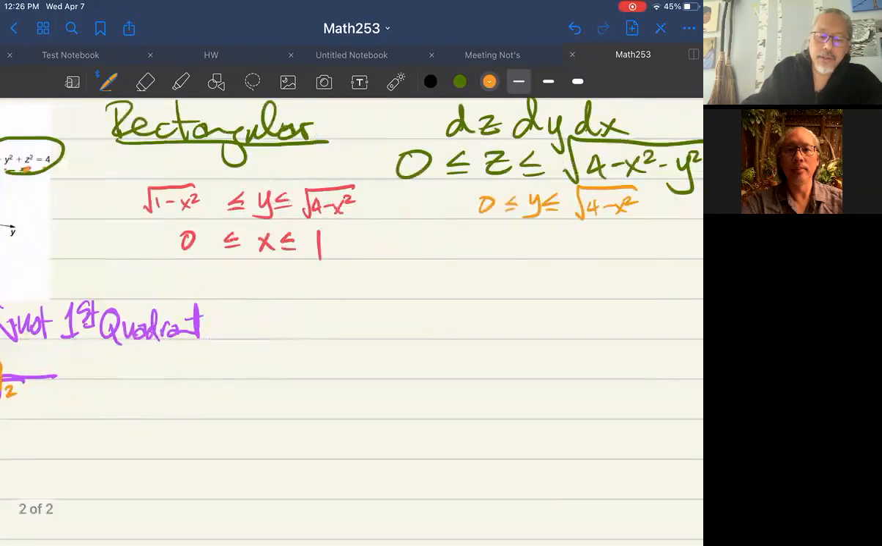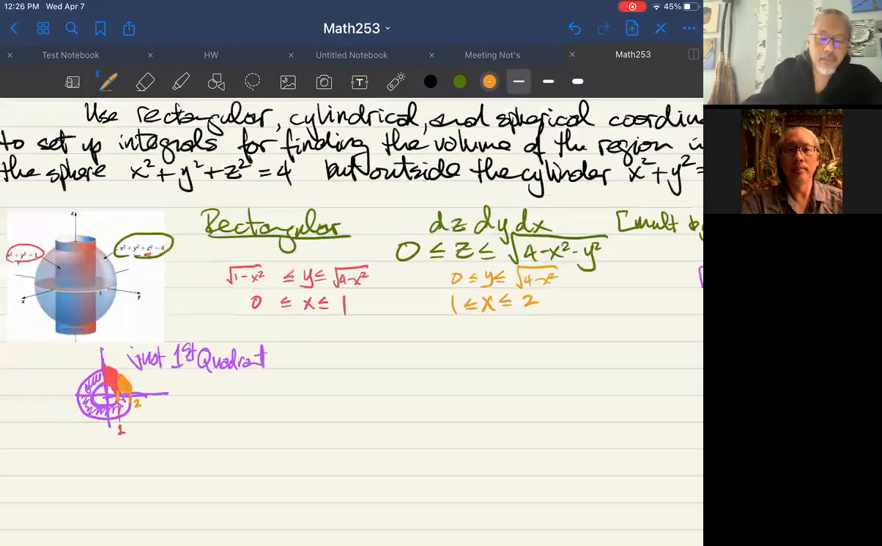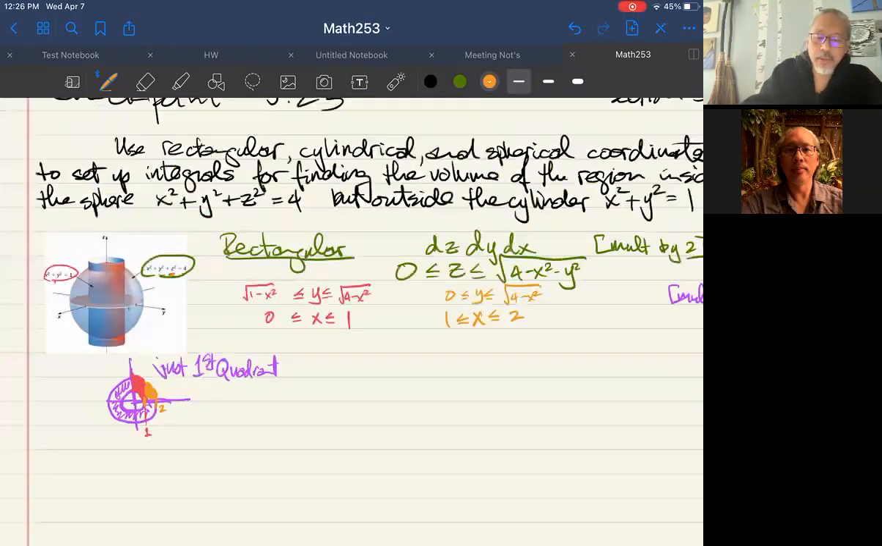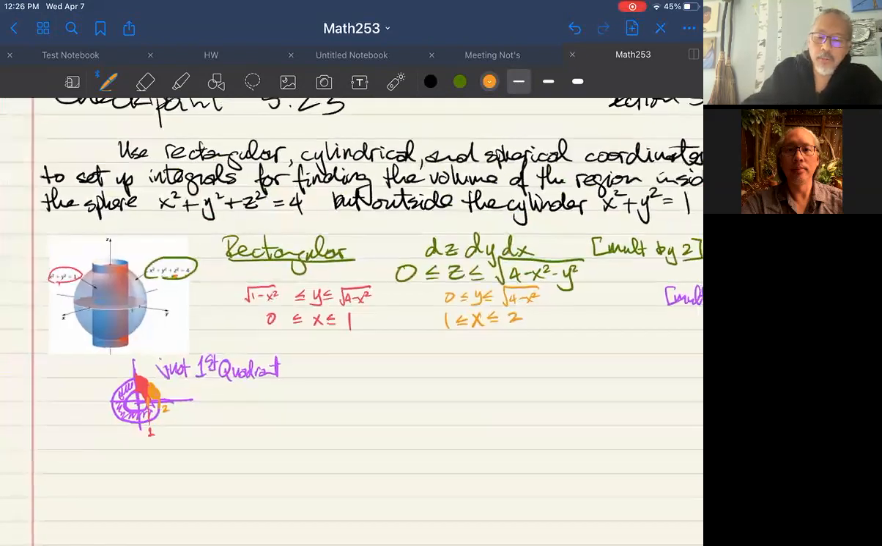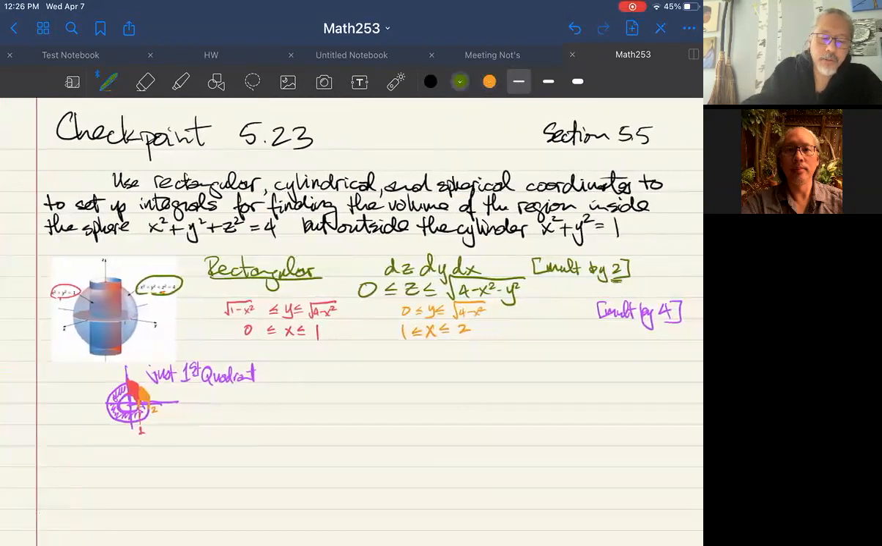And then now we have ourselves two sets of integrals. All right. So the bottom line in rectangular coordinates, we're going to multiply by 2 and then multiply by 4. So the volume will equal 2 times 4, and then we're going to multiply the triple integral of 1 dV. Now the dV is in this case going to be dz dy dx.